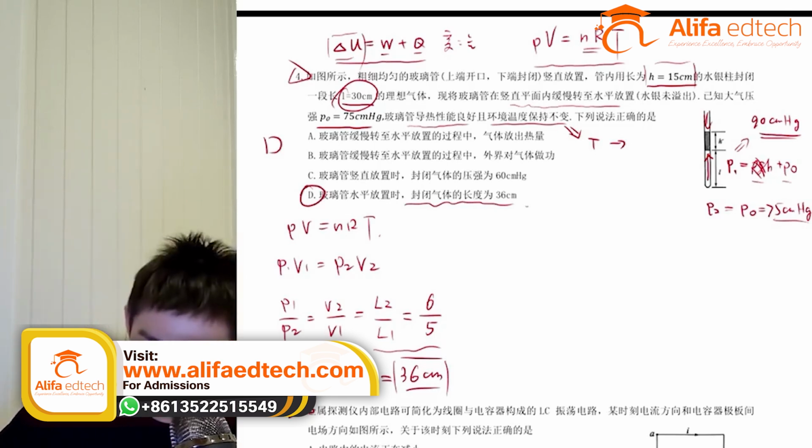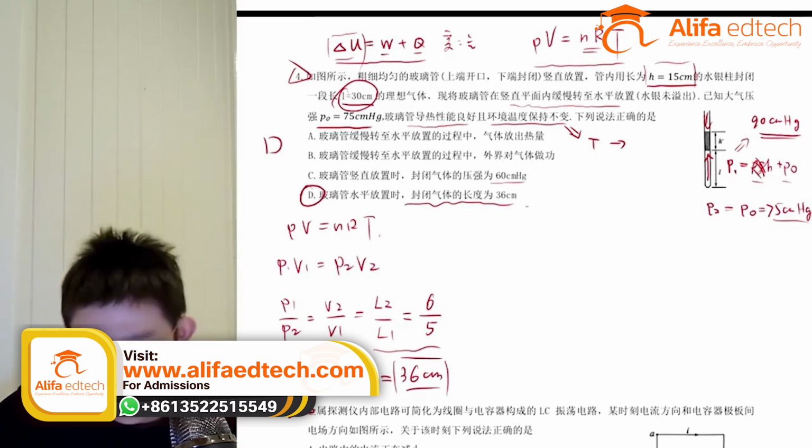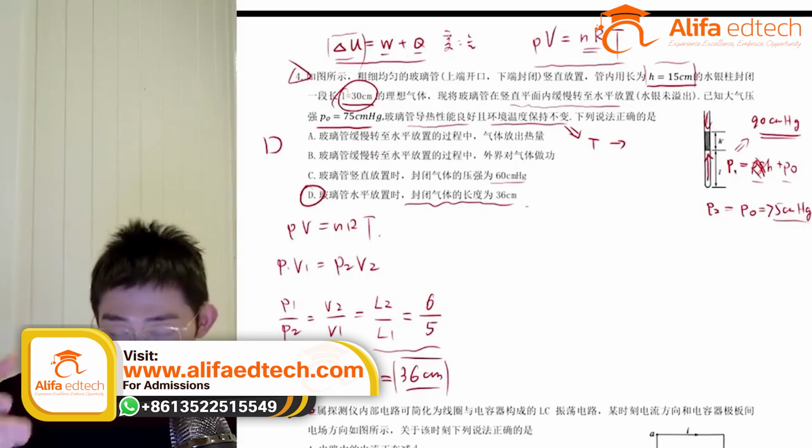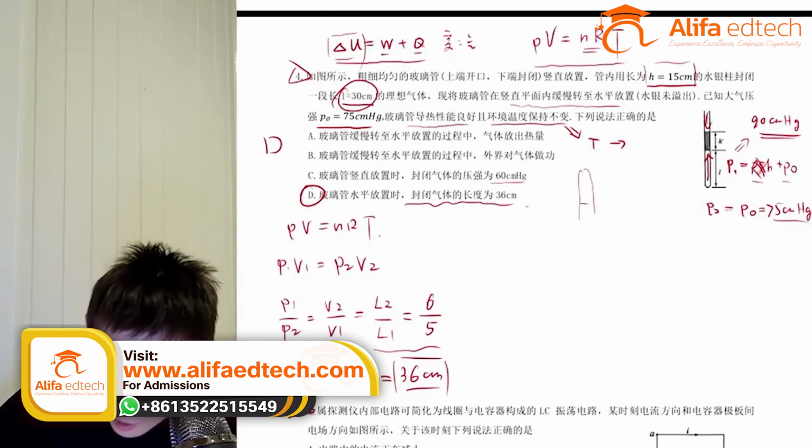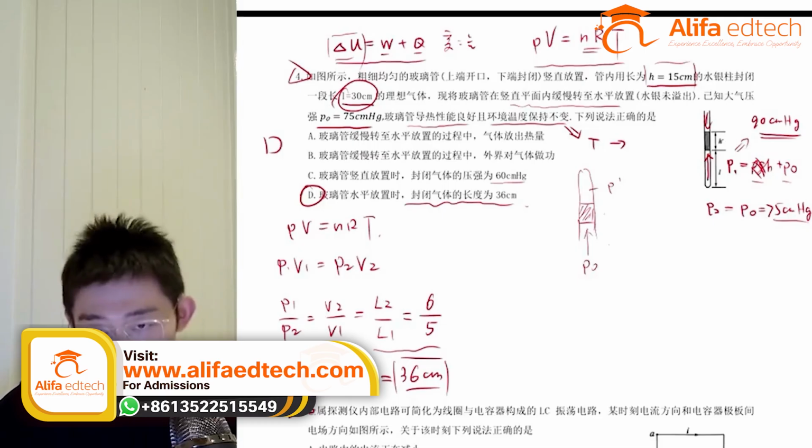C says the gas pressure is 60 centimeters of mercury, but that's incorrect. It only becomes 60 after flipping the tube. This means after flipping, the gas column is above the mercury section. And then, below here is atmospheric pressure, right? So it becomes P equals P0 minus H, which is 75 minus 15, equaling 60.